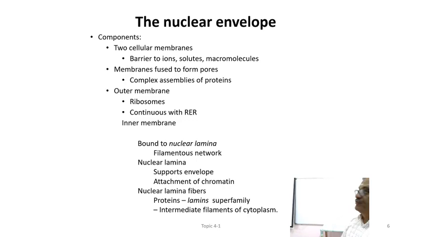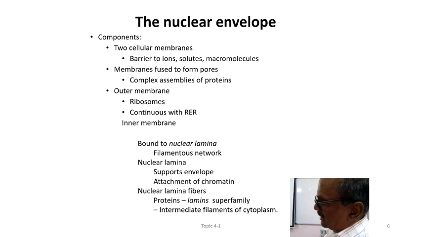Okay, so if you just see the components, two cellular membranes act as a selective membrane, so that it allows certain materials to diffuse, but for other materials it acts as a barrier to ions, solutes, as well as macromolecules. And the membrane is fused to form the pores, and nucleoporins are also important. A nucleoporin is a protein, and that complex protein makes an assemblage with other proteins. So it is a complex assembly.